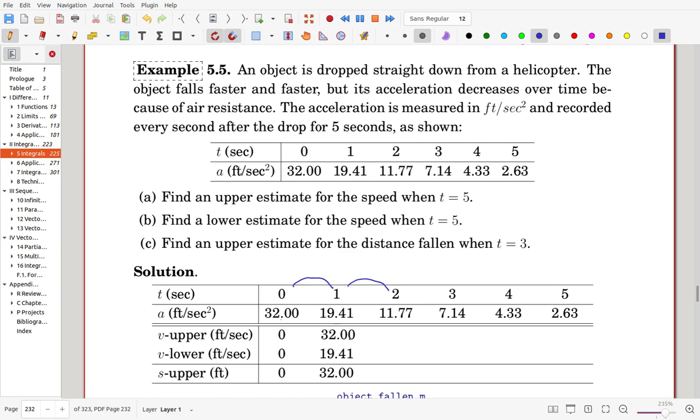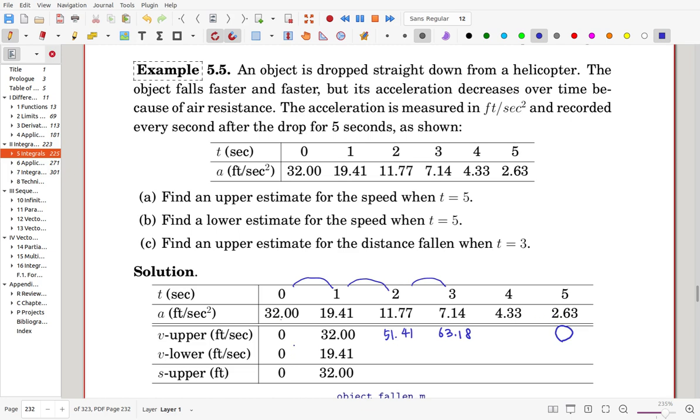So if you add it to this one, then that is 51.41. Now, for this subinterval, this is the larger value, so you have to add it to this one to get the upper velocity. So that is the same as 63 and so on. If you fill out up to that point, that is the answer here.